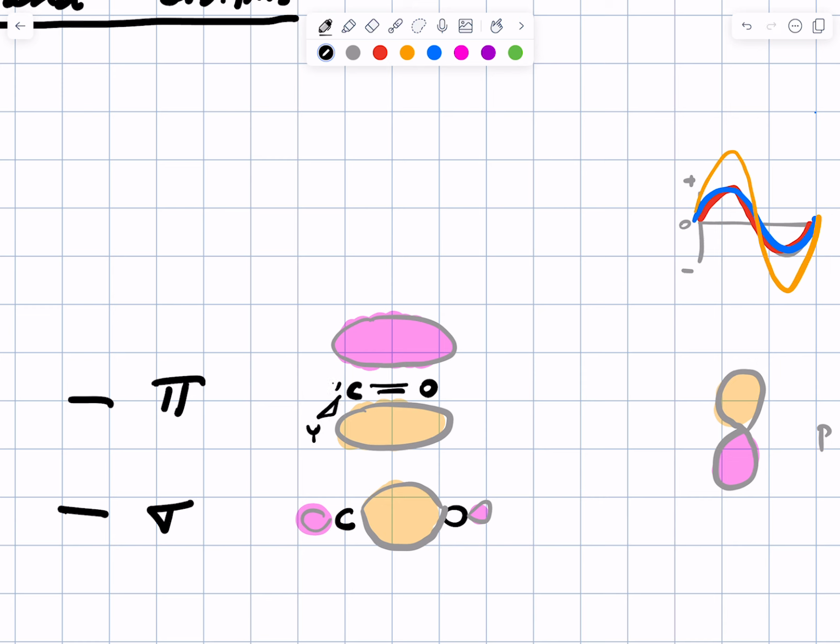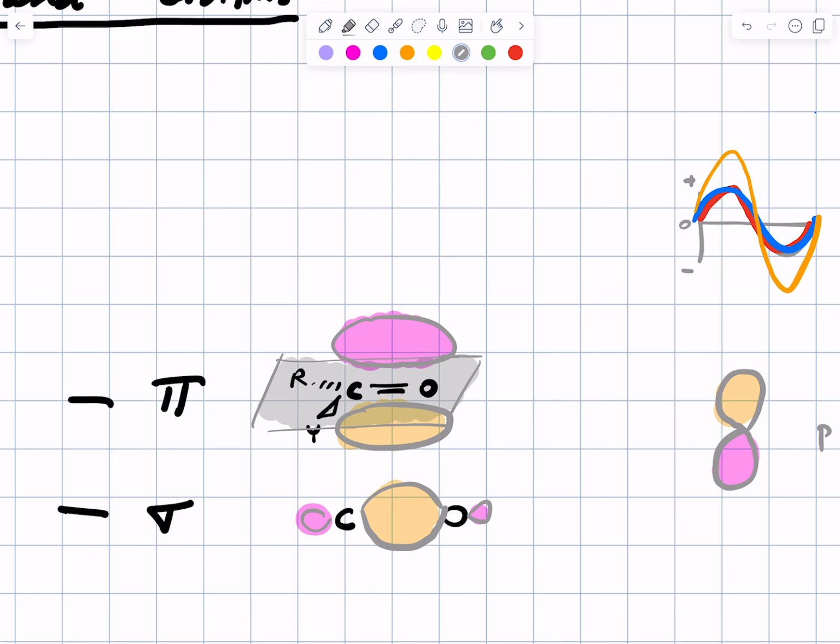Here's the Y group. Here's the R group. All of those bonds, carbon R, carbon Y, and carbon O, are in this gray plane that I will draw. The pink lobe is above the plane. The yellow lobe is below the plane. Okay? That's what a pi bond looks like. And in fact, that's what a pi bond would look like if it were a carbon-carbon pi bond.